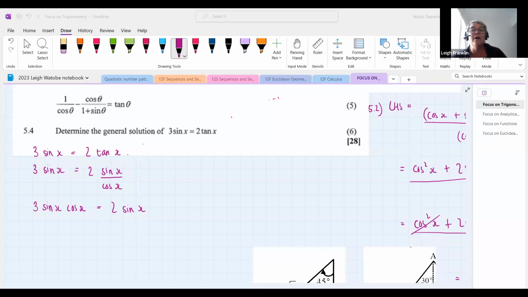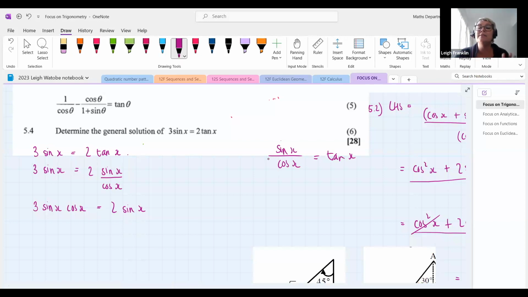Ah, Fazama, nice. Look at what Fazama has said. Fazama has said move 2 sine x to the left hand side, and then we're going to make it equal to 0. Good, well done. You are not allowed to divide by sine x. You can take sine x and divide it by cos x, because that is an identity. It gives us tan x, but that's the only thing that you're allowed to do.